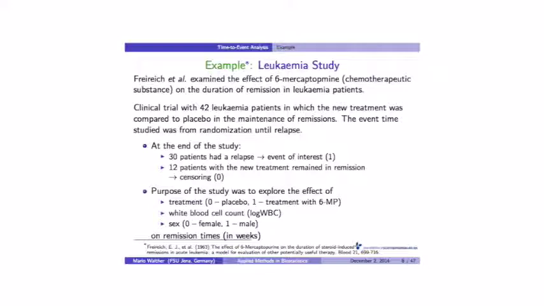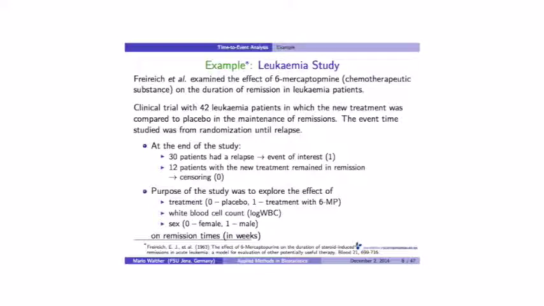At the end of the study, 30 patients had a relapse. This was the event of interest, and this is coded for data purposes with 1. And 12 patients with the new treatment remained in remission. For data purposes, this information is coded with 0. So censoring in the data is coded with 0, and where the event of interest occurred is coded with 1.